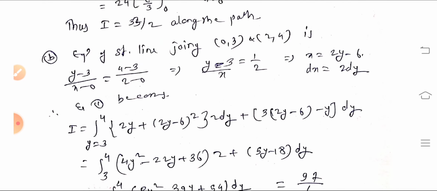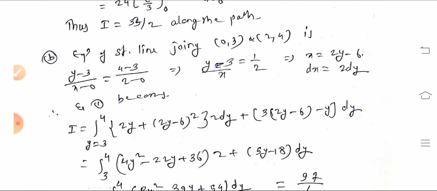The second is the straight line joining (0,3) and (2,4). First we find the equation of the straight line using the form (y minus y1) by (x minus x1) equal to (y2 minus y1) by (x2 minus x1). So y minus 3 by x minus 0 is equal to 4 minus 3 upon 2 minus 0, so we get y minus 3 by x equal to 1 by 2. By simplification we get x equal to 2y minus 6, which means dx equal to 2 dy.